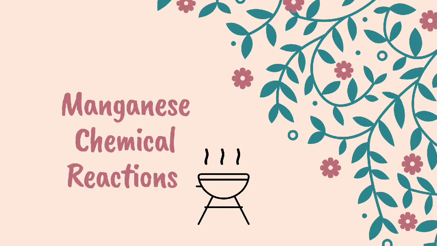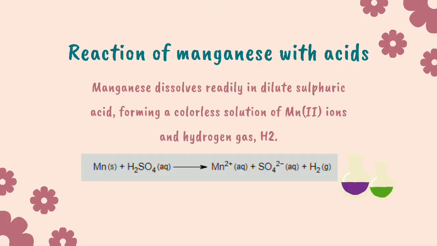There are a lot of manganese chemical reactions, but here, I only took 5 examples. First is the reaction of manganese with acids. Manganese dissolves readily in dilute sulfuric acid, forming a colorless solution of Mn2+ ions and hydrogen gas. This is the chemical equation of this reaction.